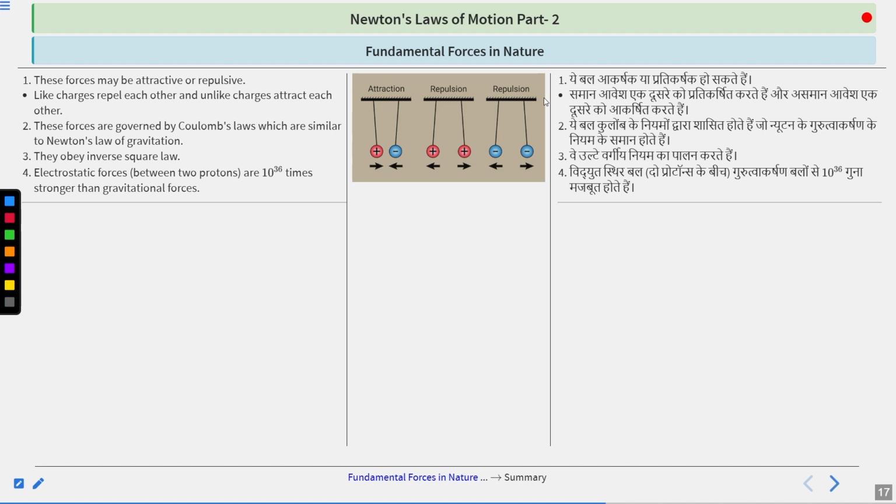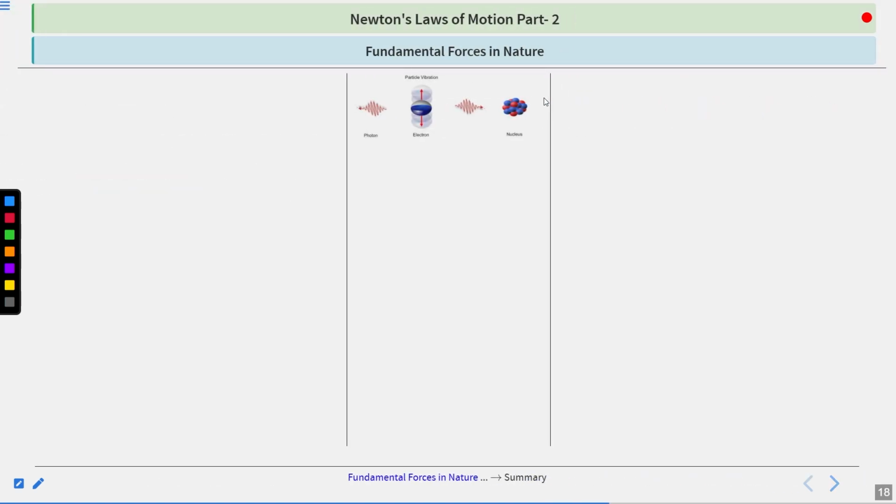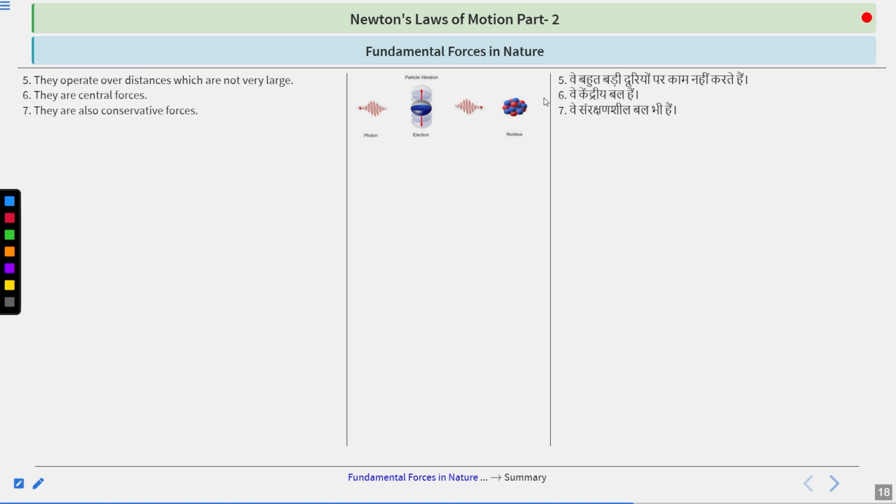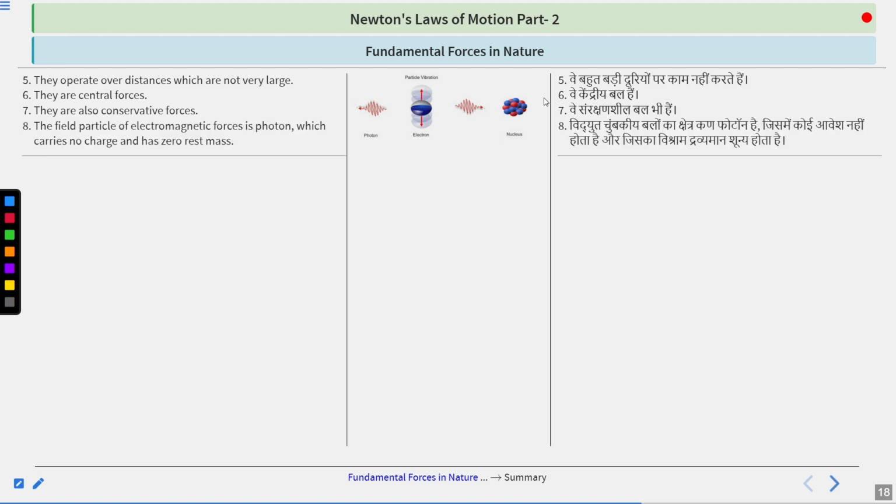Electrostatic forces between two protons are 10 power 36 times stronger than gravitational forces. They operate over distances which are not very large. They are central forces. They are also conservative forces. The field particle of electromagnetic force is the photon, which carries no charge and has zero rest mass.